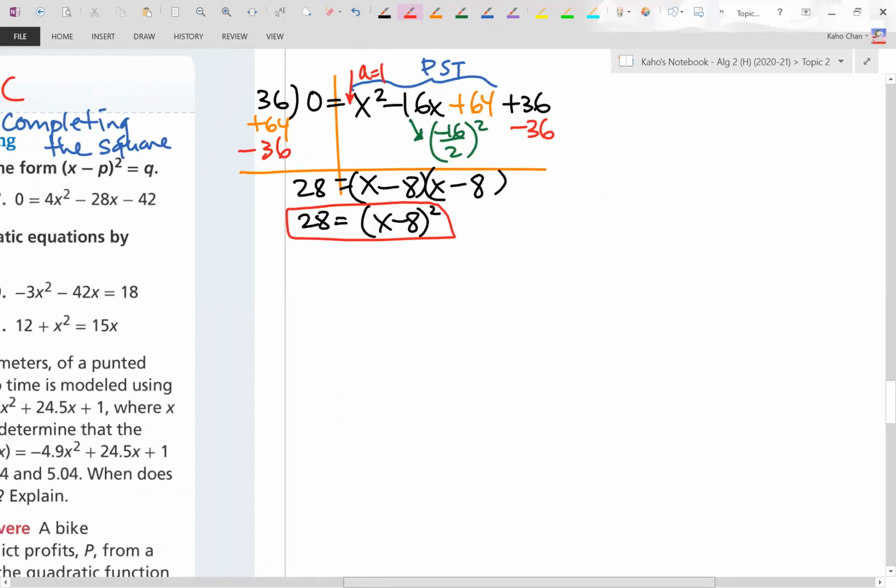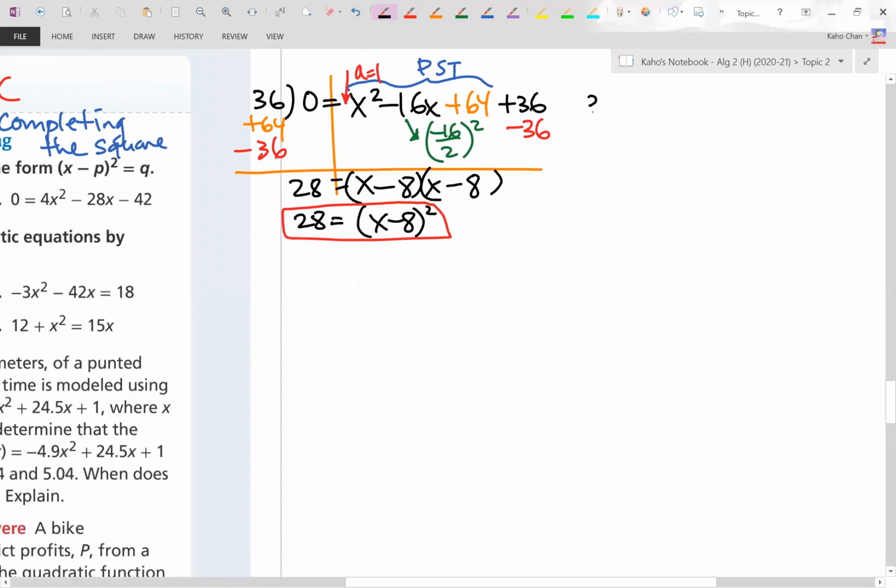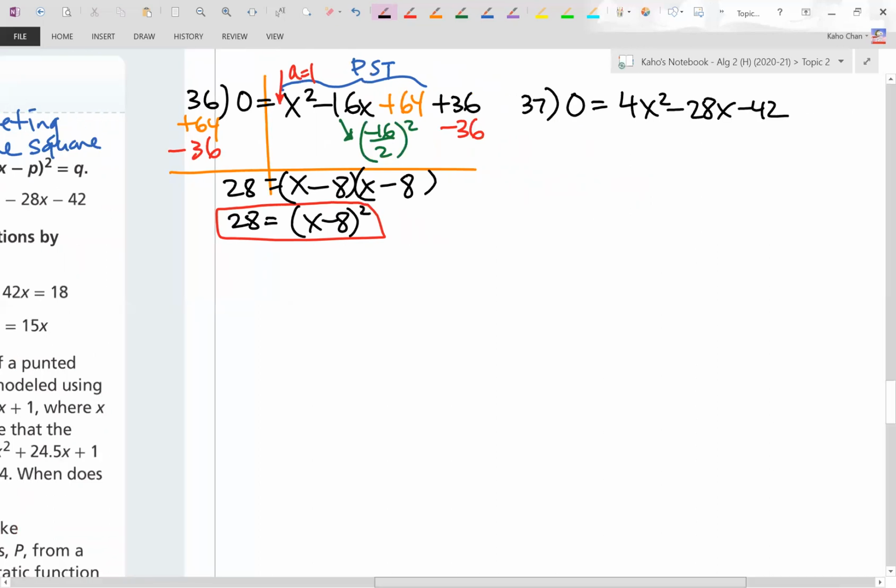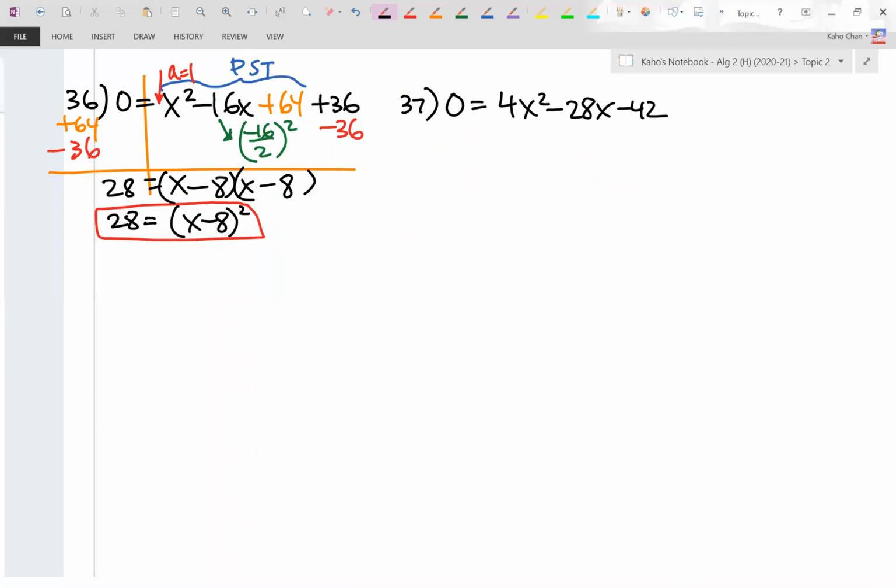All right, let's try number 37. Same process. Ooh, here we go. A is not 1, is it? Oh boy. This is going to be a lot of work. All right. I got to take out a 4 from the first two terms because A is 4. So take that 4 out.